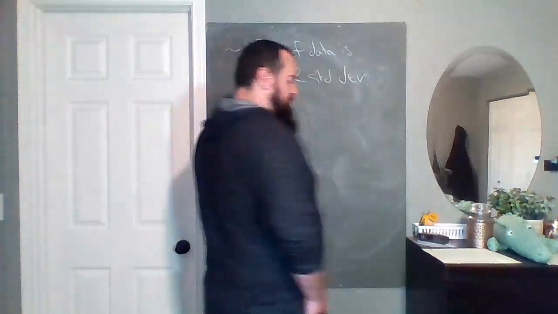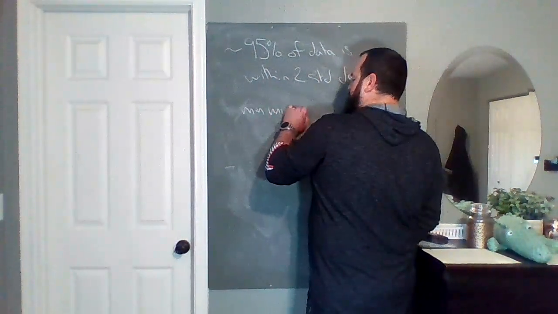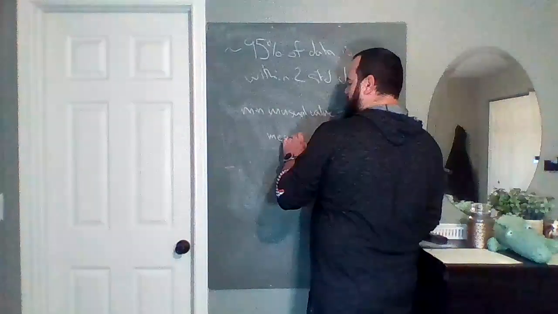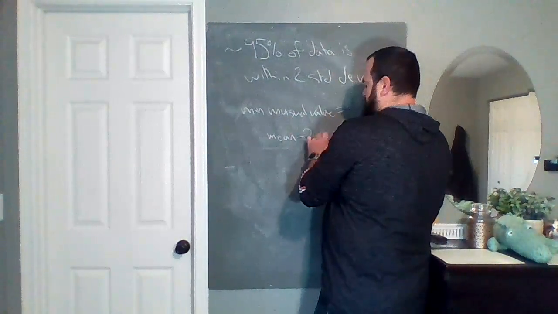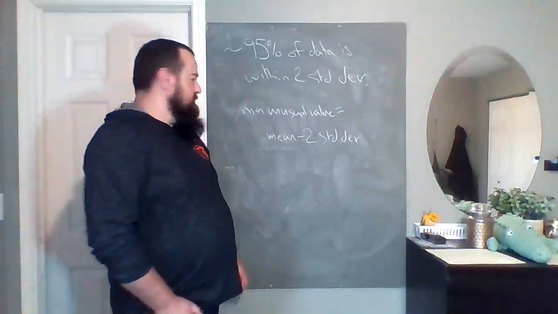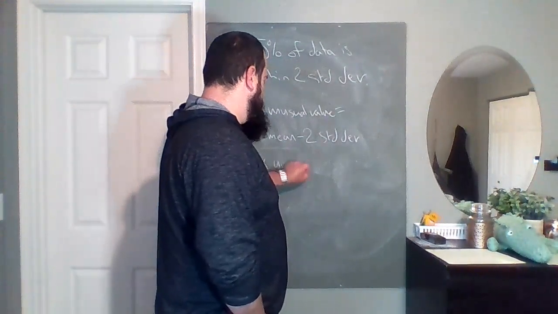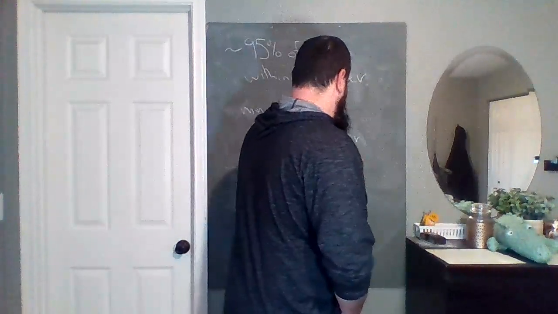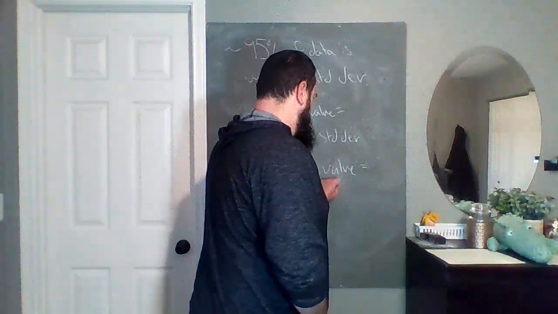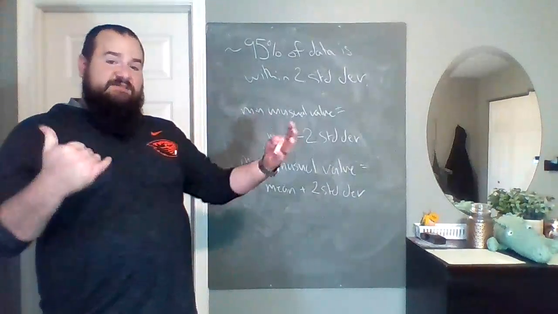So what's really cool is we can get a minimum unusual value, and that's equal to the mean minus 2 times the standard deviation. Okay, and we can get a max unusual value, which is simply the mean plus 2 standard deviations. Okay. Anything outside of there we would say is an unusual value.